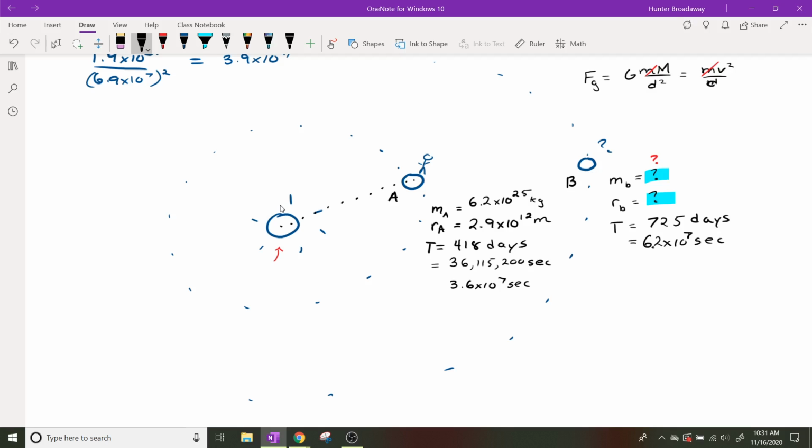Okay. So we know that they share the same Keplerian constant. So I know that if we use Kepler's third law, we can relate them to each other. That would be T squared of A over R cubed of A is the same proportion as T squared of B compared to R cubed of B.